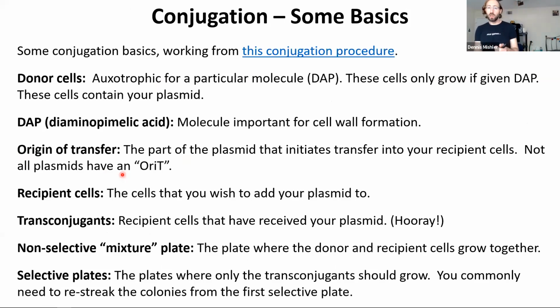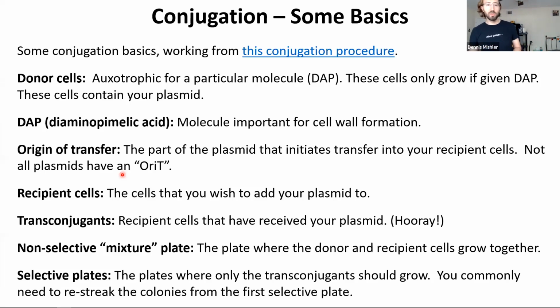So first, donor cells. I mentioned this earlier. They have to be auxotrophic, and specifically for the procedures I use, they're auxotrophic for DAP. Okay, these cells will only grow if you give them DAP. If they don't get DAP, they don't grow. So that's great. All right. DAP is diaminopimelic acid. It's a very tough word to say, but this molecule is important for cell wall formation. So if you don't give them DAP, they shouldn't be able to grow cell walls, and thus they shouldn't be able to grow. Okay.